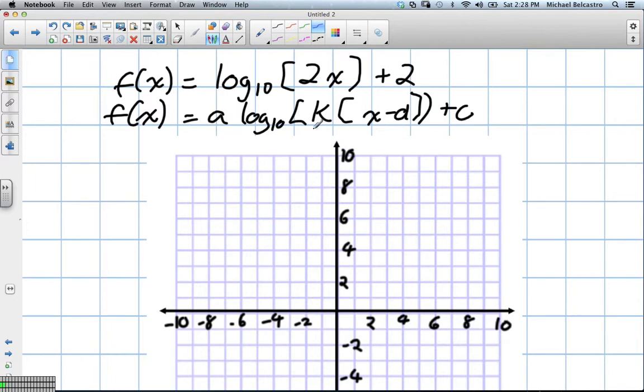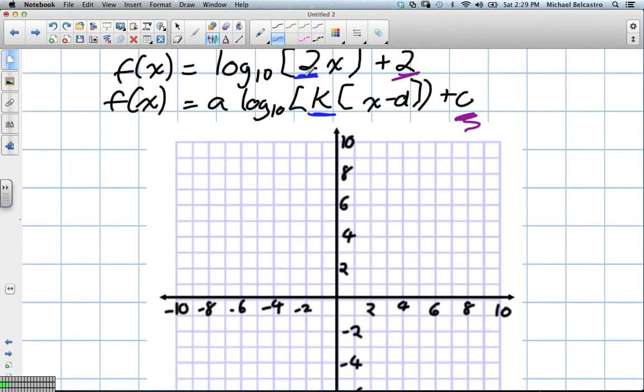So k and c. So k would compress it by half. That's right. You compress it by half. And then c would just move it up 2. Yeah, exactly. So we're on log base 10 again. So let's draw this function.